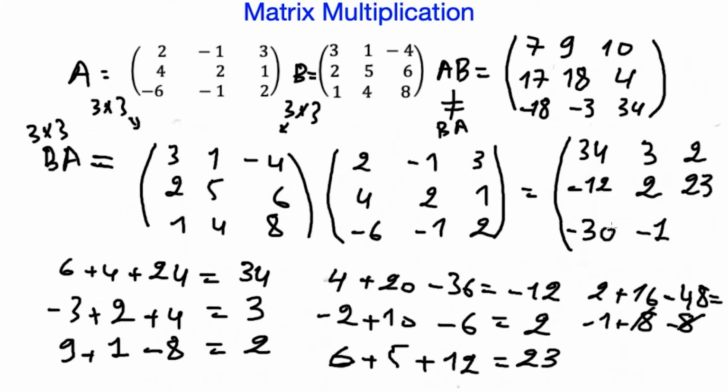And this entry here is this row times this column, so it is 1 times 3, it is 3. 4 times 1 is 4. And 8 times 2, which is 16. So here plus 16. So this equals 4 plus 16, which is 23. So this equals also 23.